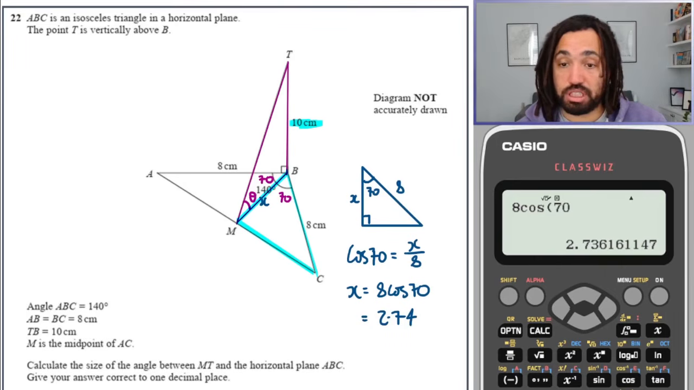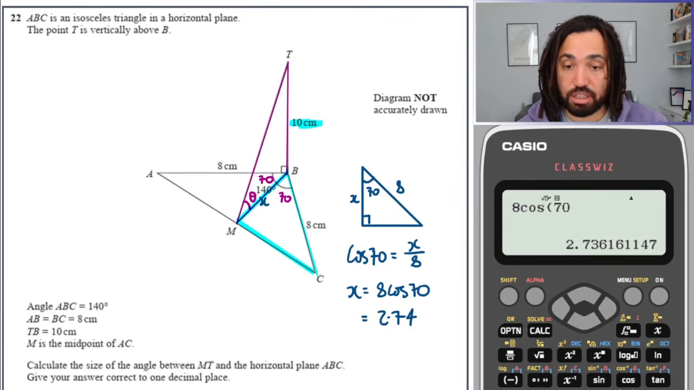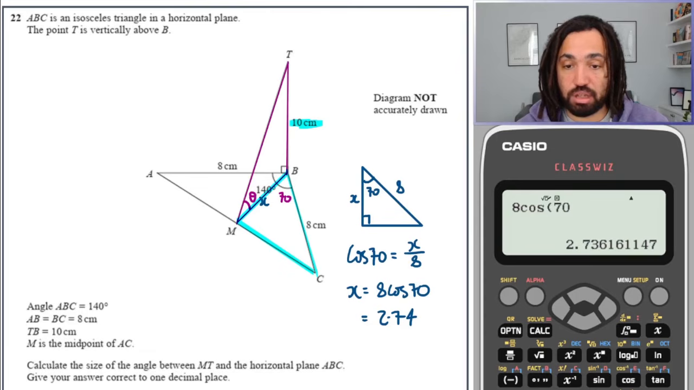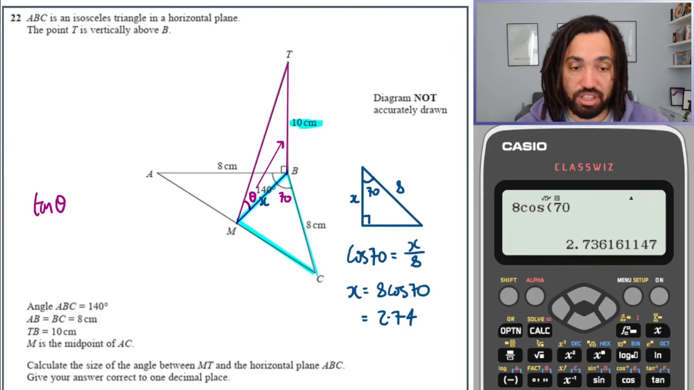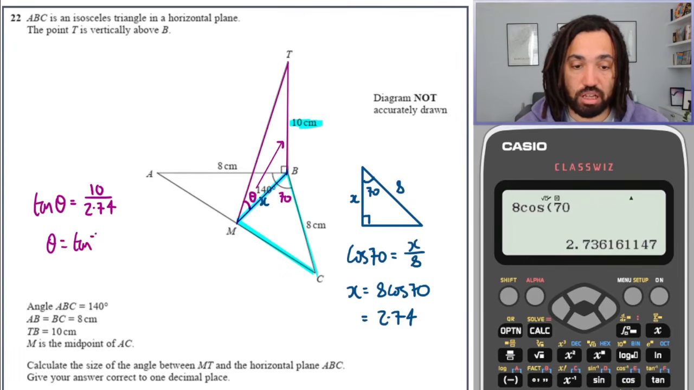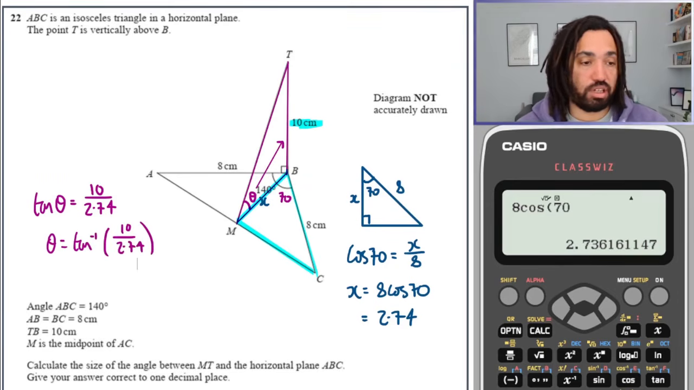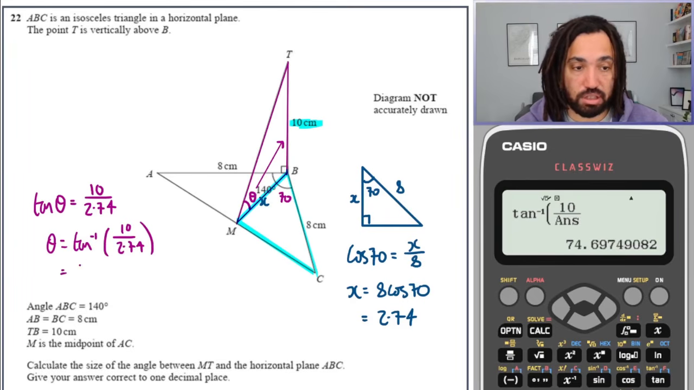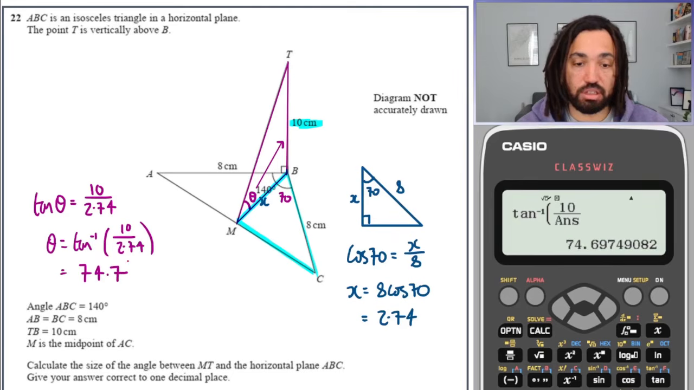Okay, and now we can switch our attention to the purple triangle, and theta in this triangle, opposite it is 10, and adjacent to it is x. So we can say that tan of theta is equal to opposite over adjacent, like so. So therefore, theta is equal to tan to the minus 1 of 10 over 2.74. So we just go tan to the minus 1 of 10 over the previous answer, and we get an answer of 74.7 degrees. Voila.